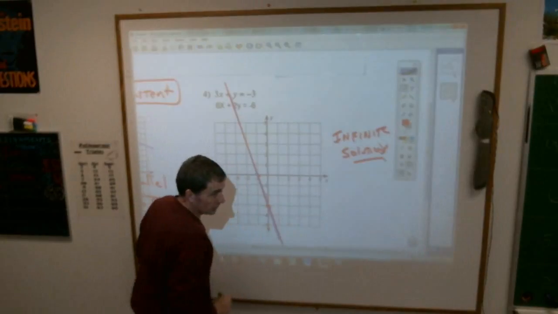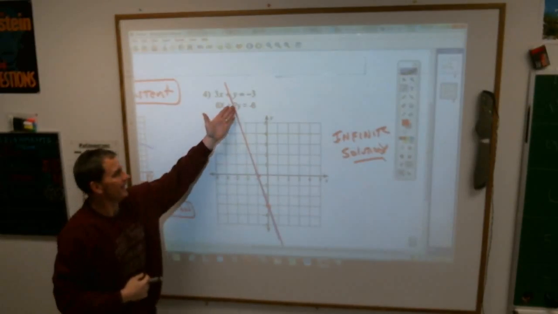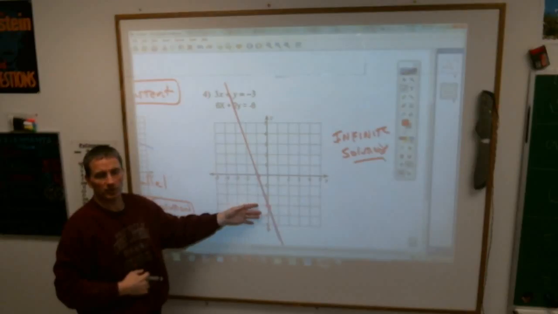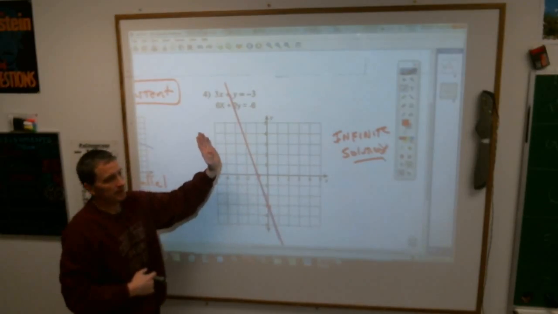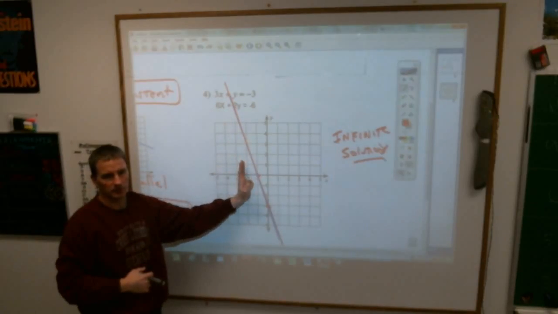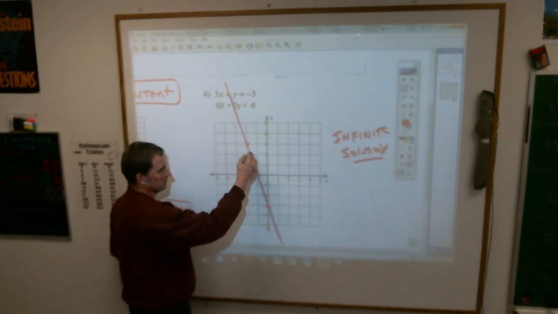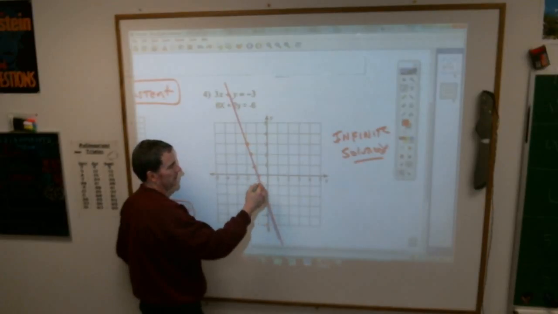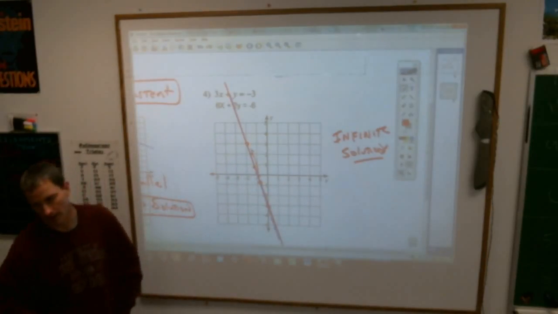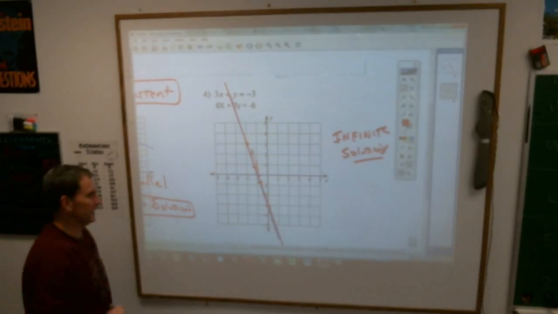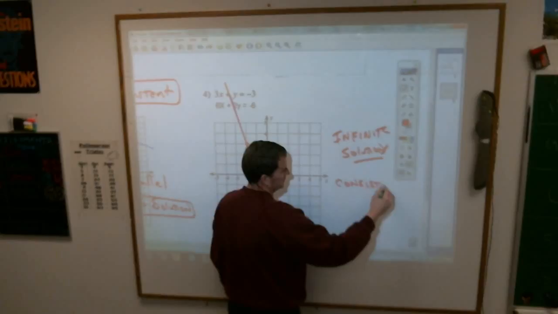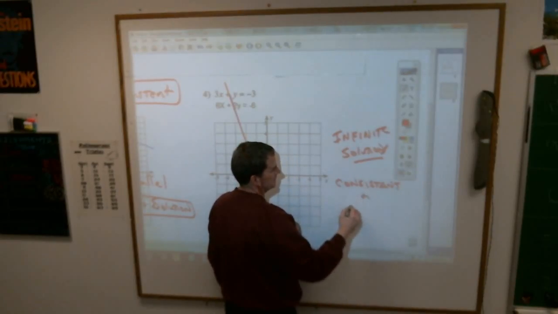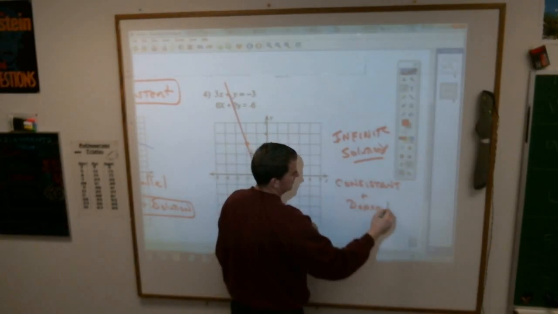You gotta say it loud enough for the teacher to hear you if you want credit for it. Which means any point on this line, and these lines go on forever in both directions, you give the range and domain. You can't count the number of solutions because this would be a solution, this would be a solution, any place on there is a solution. And in math, we call that consistent and dependent, if you're looking for the words. Consistent and dependent. The other one is independent, this one is dependent.